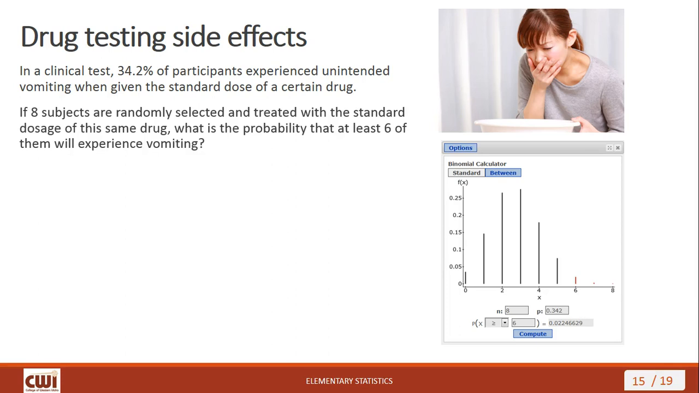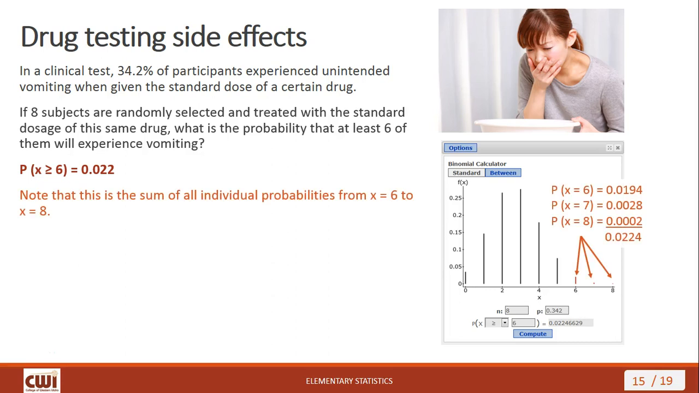And then we want that at least 6. So that means greater than or equal to 6. So we put that in, press compute, and out comes our probability, 0.022. This is the probability that at least 6 will experience vomiting.